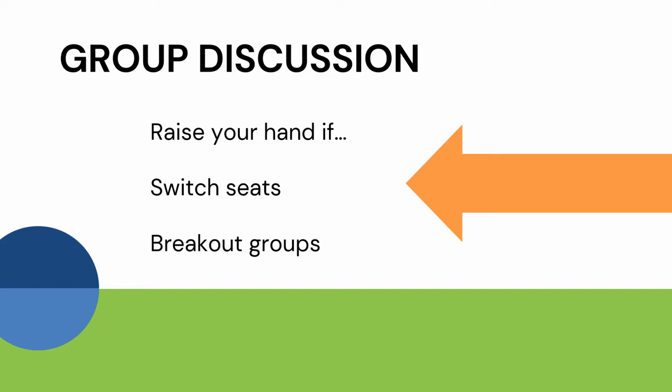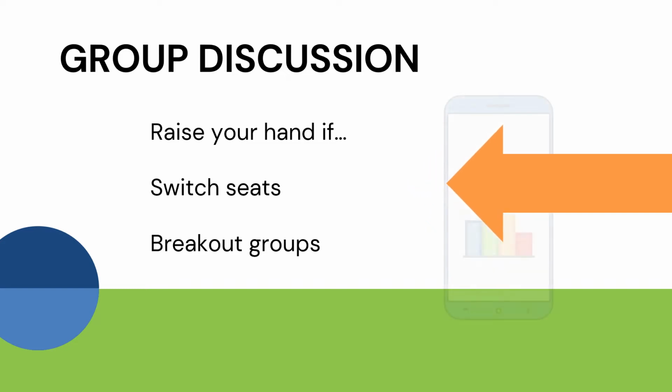You can also get them up and moving. Explain there will be some activities later where they will need a partner or two. Switching seats early in the session helps them mentally prepare for participation later. Starting with other activities like breakout groups will get them sharing with someone close by and can make them feel more comfortable about sharing with a larger group next.